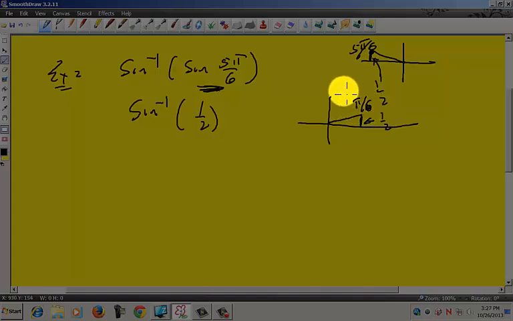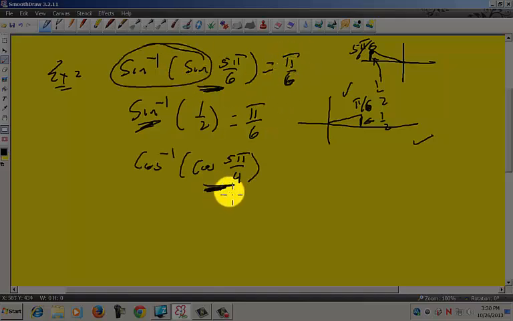So, since sine inverse exists only in the first and the fourth, you have to go back and use the first and the fourth quadrant to find the inverse of a function for sine. Okay, so that means my answer is pi over 6. So my true answer is pi over 6. So they don't always undo each other.